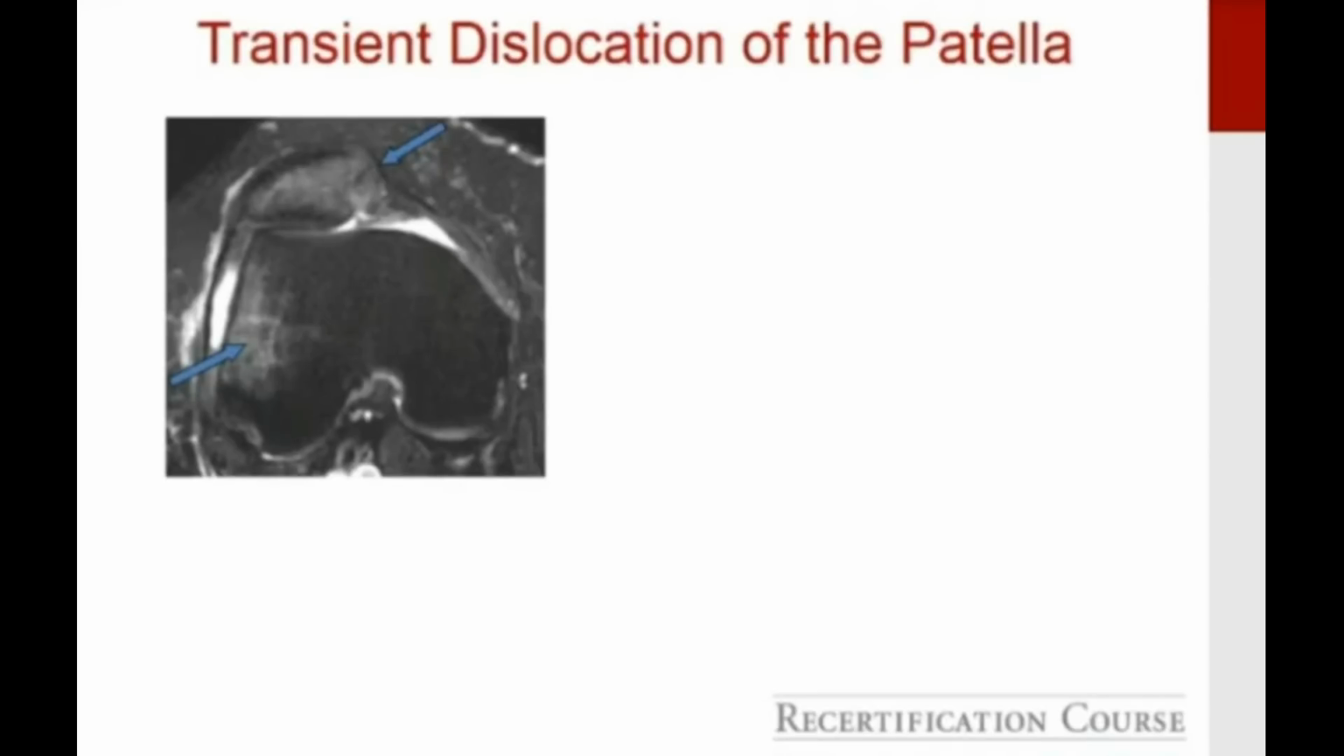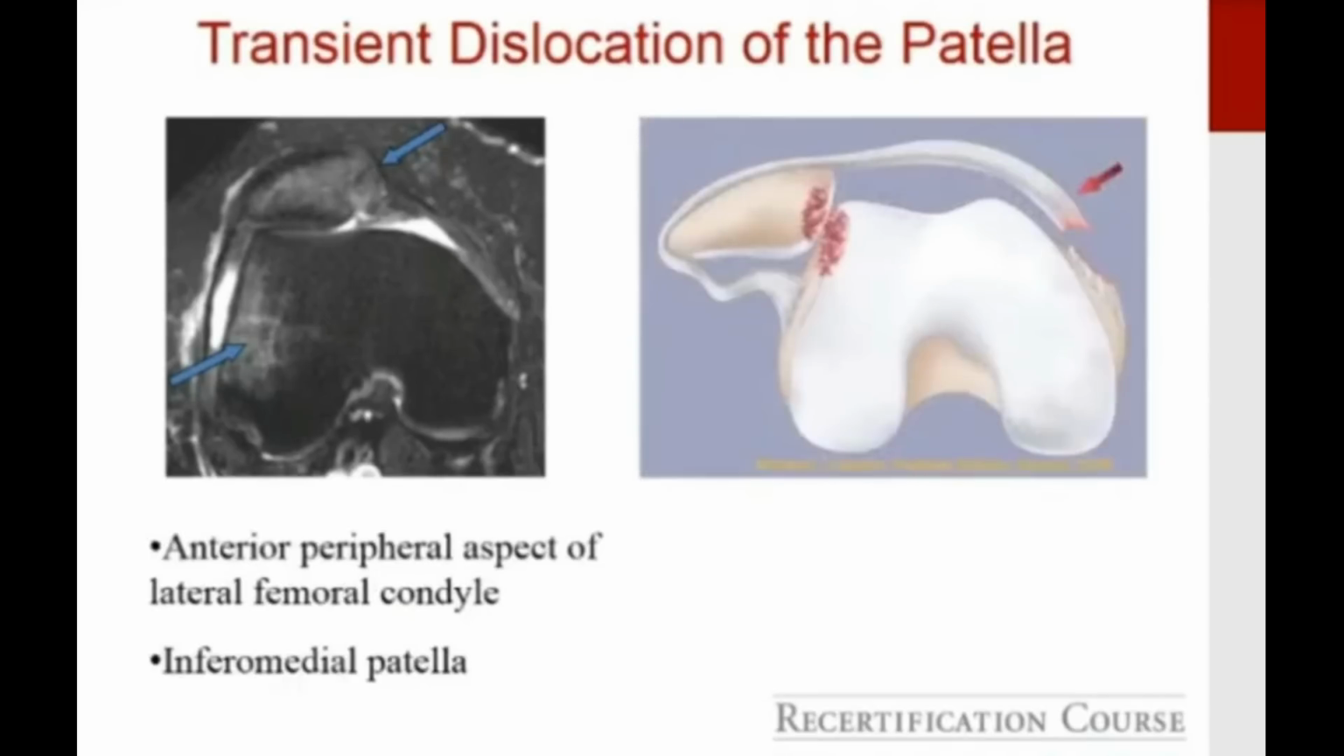We're looking for bone contusion within the medial patellar facet and the lateral femoral condyle, which occurs at the time of the impaction injury, at the time of the dislocation. So this bone contusion pattern is typical of a recent transient dislocation of the patella.